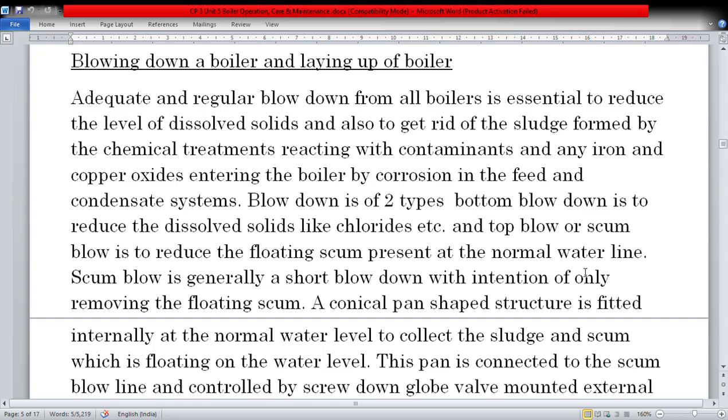Any foreign particles, anything that is floating on the boiler surface, we can remove by scum blowdown. A separate valve is given for that. We just open that valve slowly, and then the blowdown happens.